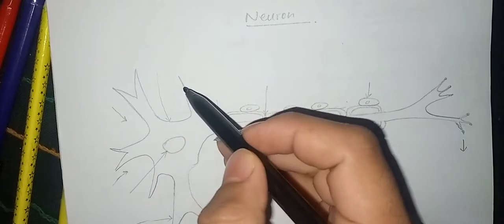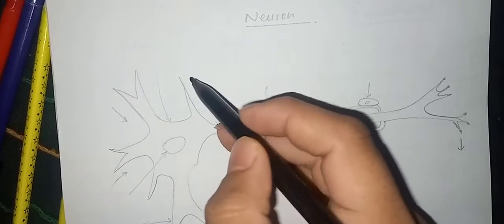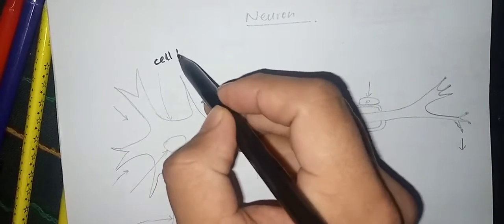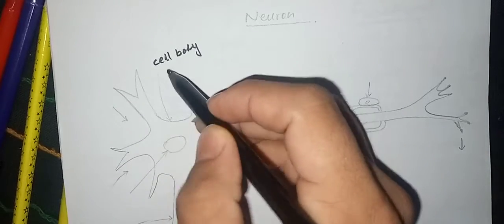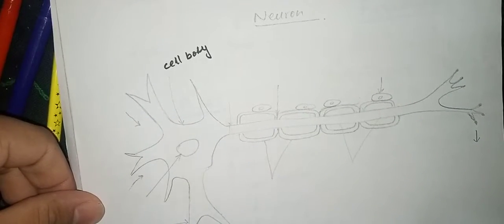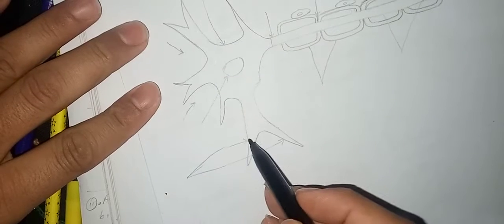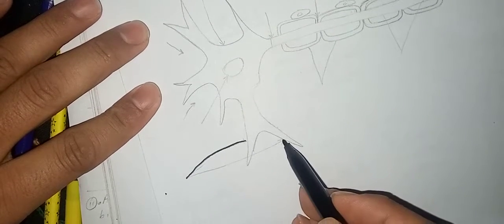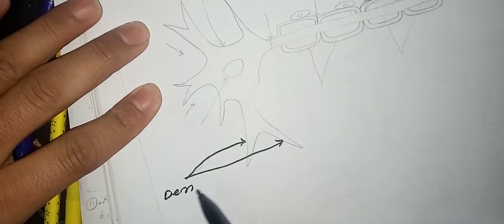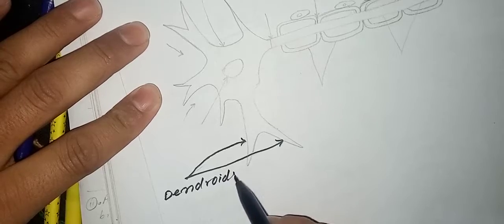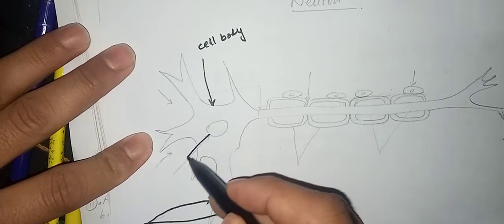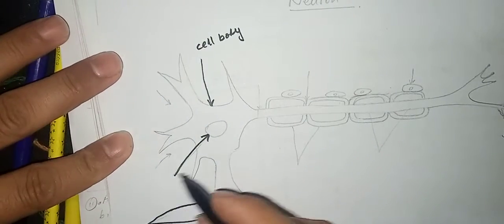This is the cell body. It's a cell body. These are dendrites. And these are dendrites. And this is the nucleus.